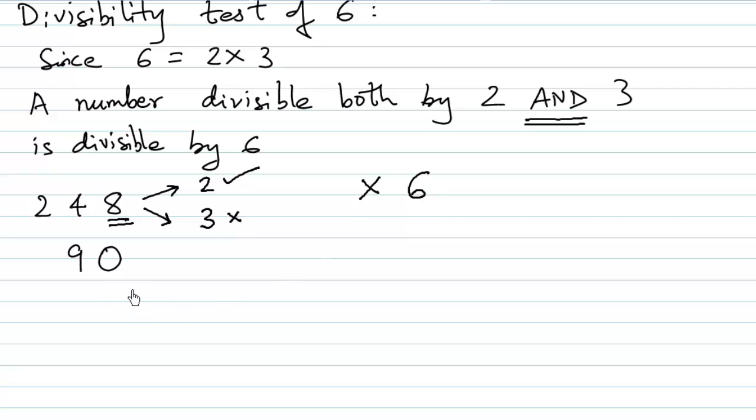Let us consider 90 also. Since this number is an even number, it has a 0 in its units place, it is divisible by 2. And since 9 plus 0 is 9 and 9 goes in the table of 3, it is also divisible by 3. Therefore, 90 is divisible by 6.